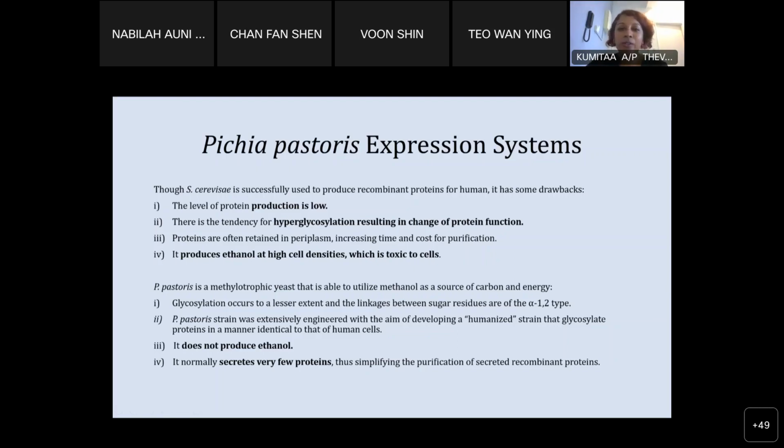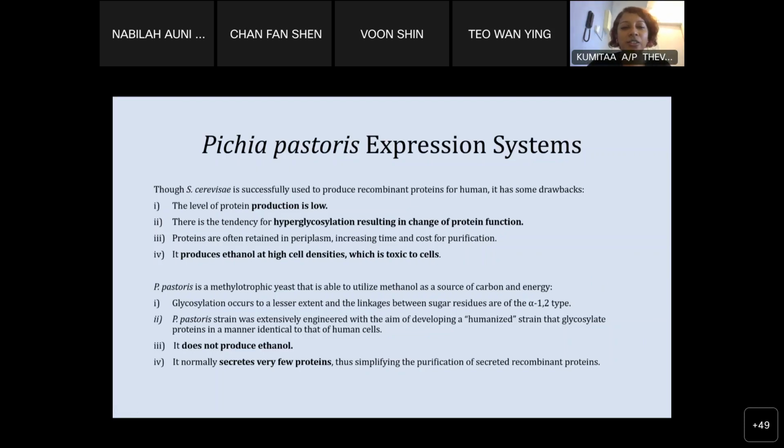Sometimes the proteins are also not delivered correctly to where they are supposed to go, depending on the signal sequence. And when it is retained in the periplasm, that increases time and cost for purification. If you remember from the first lecture with me, one of the end goals for protein production is to produce a high level of protein, which is typically done in a bioreactor. At that stage, it produces ethanol at high cell densities, which is toxic to cells.